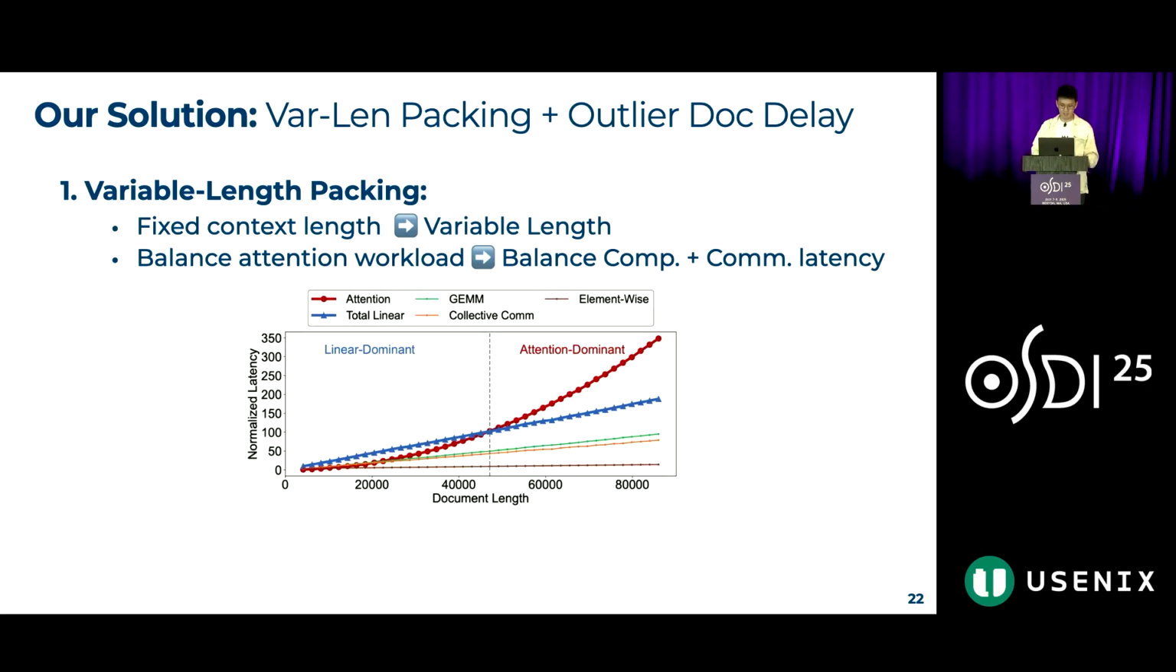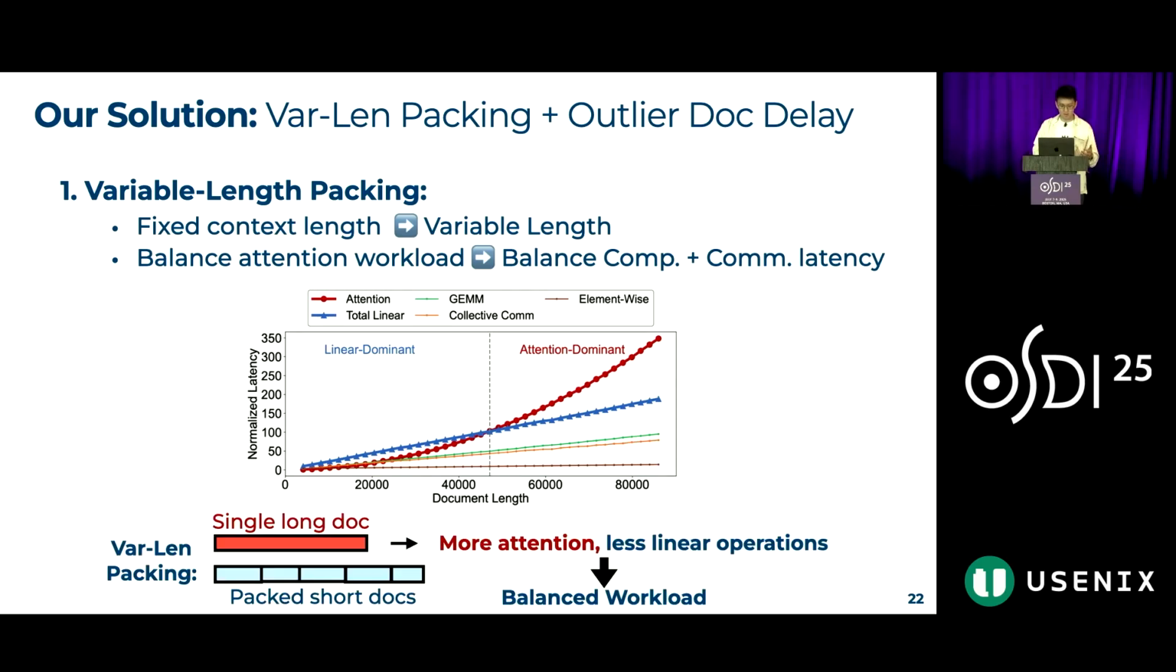The key insight here is that besides the attention computation, a large model has other operators like GEMM, element-wise operations, and collective communications. The latency of attention is quadratic in the document length, but other operations are linear in the document length. So with variable length packing, we can pack more short documents together to form a longer macro batch. The single long document may have more attention workload, but it will have less linear operation workload. So it is possible to match the total computation and communication latency to achieve a balanced workload.